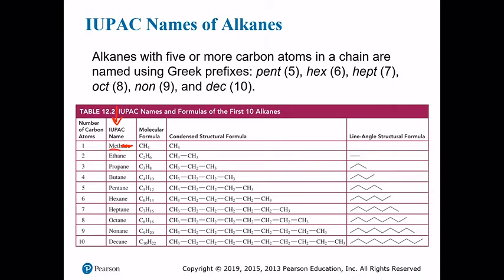So for methane, the prefix "meth" indicates that there's 1 carbon. For ethane, the prefix "eth" indicates 2 carbons. Propane is 3 carbons. Butane is 4 carbons. And then after that, the prefixes follow the typical Greek system where pent equals 5, hex is 6, hept is 7, oct is 8, non is 9, and dec is 10. If you take the time to remember these now, especially the first 4, which are a little bit unusual, it'll help you later on when we name more complex compounds.